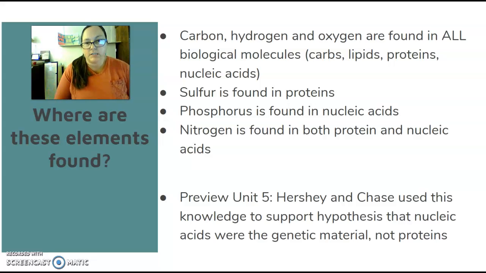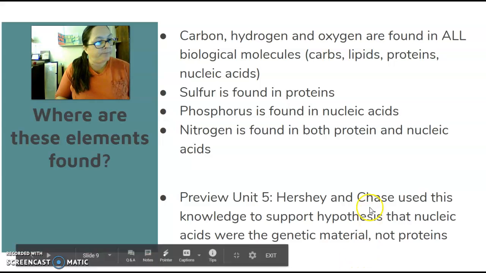So Hershey and Chase did this experiment where they used radioactive sulfur to tag proteins, since sulfur is found mainly in proteins. And they used a different radioactive tag to tag phosphorus, since phosphorus is found in nucleic acids. And then they were able to follow what happened. They were able to determine that the genetic material was nucleic acid. So pretty cool. But that's coming up.